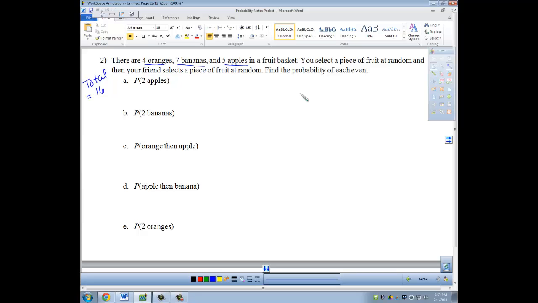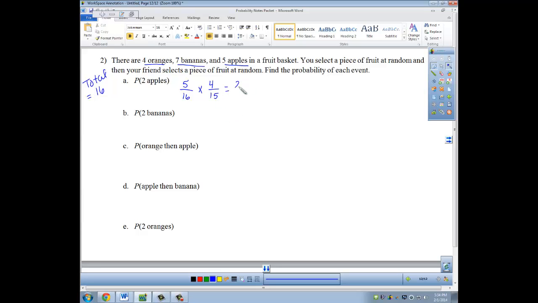So the reason why this is dependent is because after you pick a piece of fruit, you're not going to put it back. You're going to eat it. So then whatever your friend has to pick, that's one less fruit she or he has to choose from. So for part A, we want the probability of getting 2 apples. Well, right now there are 5 apples out of my total 16. And then if your friend wants to choose fruit next, then there are now 4 out of 15. So we just subtract 1 from each number.